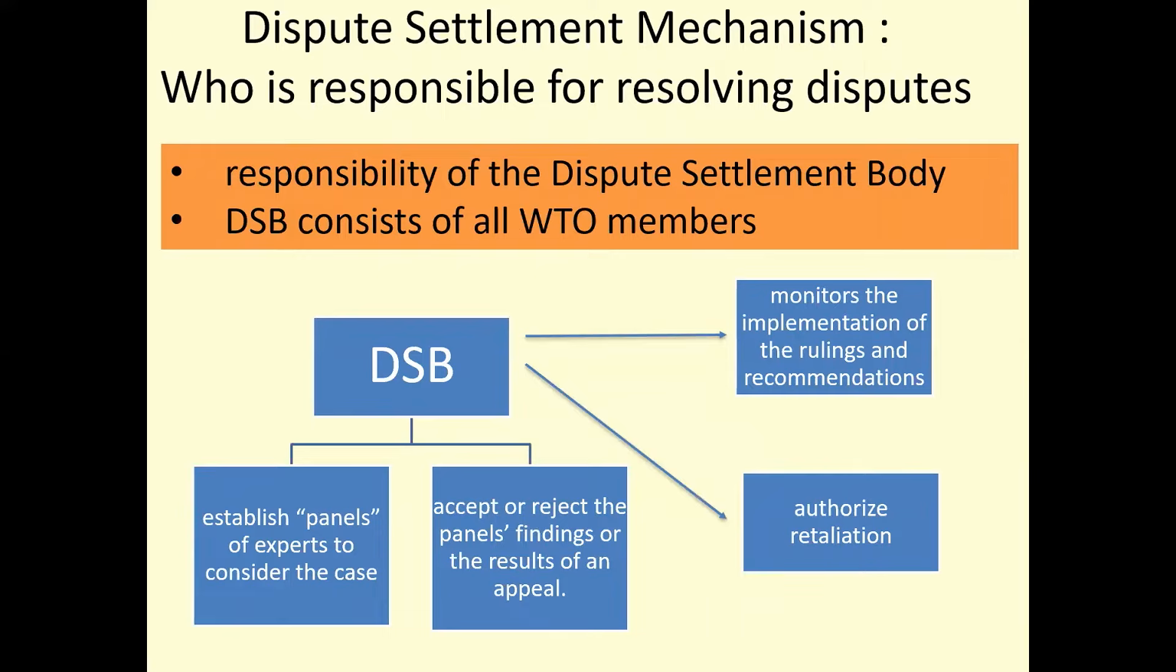As per WTO organization structure, settlement of dispute between member countries is the responsibility of the dispute settlement body. Dispute settlement body consists of all WTO members and has the sole authority to establish panel of experts to consider the case, accept or reject the panel findings or the result of an appeal. It monitors the implementation of the rulings and recommendation of panel or appellate body, and also has the power to authorize retaliation when a country does not comply with a ruling.